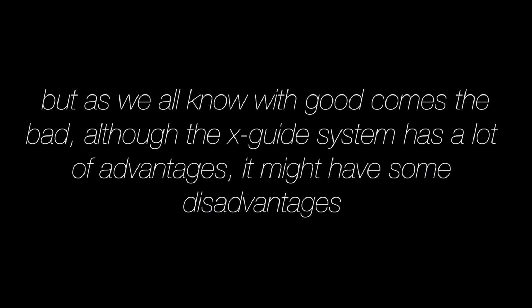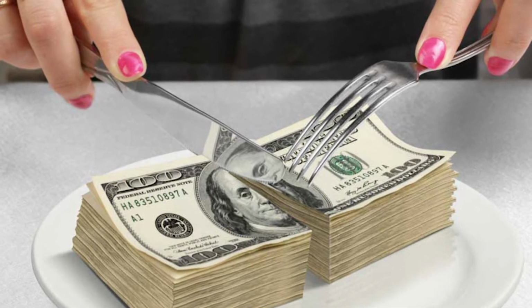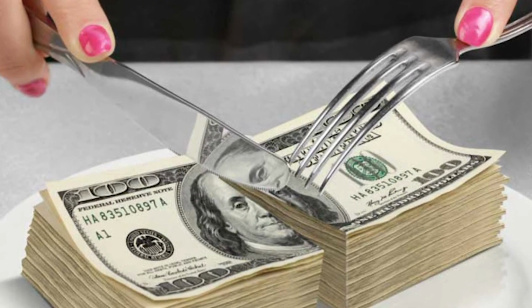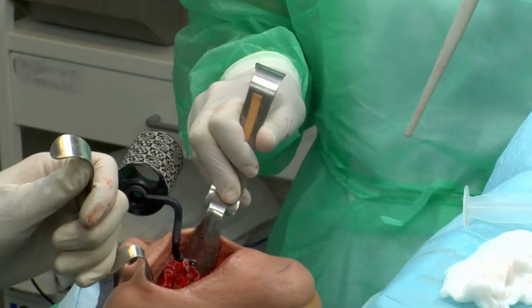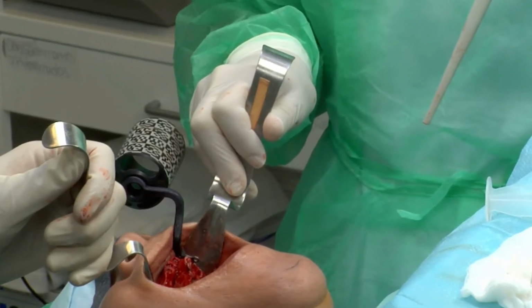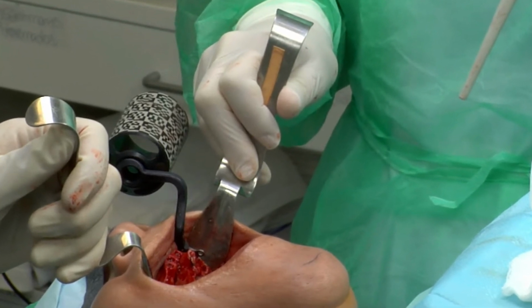But as we all know, with the good comes the bad. Now, the X-Guide system has a lot of advantages, but it also has some disadvantages. For starters, it is very expensive to operate. The CT machine is necessary and it's very expensive. Also, when doing a flapless surgery, the patient's bone situation cannot be assessed.